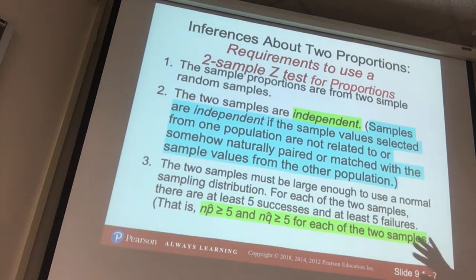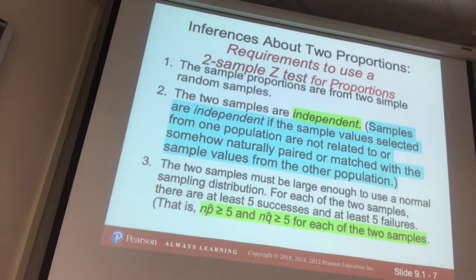So the sample proportions, these are our requirements. We always have to make sure our requirements are met. The sample proportions are from 2 simple random samples. The 2 samples are independent. We're going to talk about independence, but samples are independent if the sample values selected from one population are not related to, somehow or naturally paired or matched with, the sample values of another population.